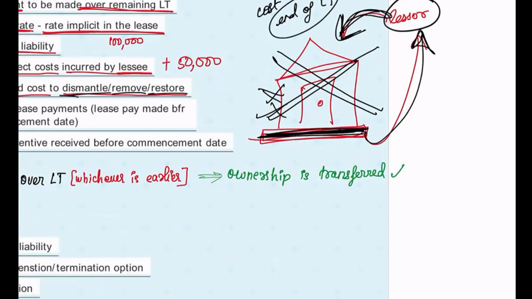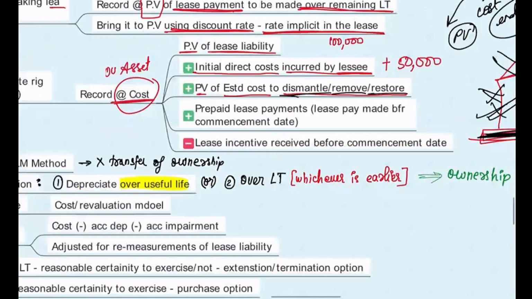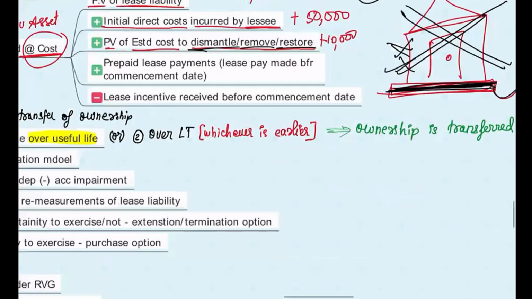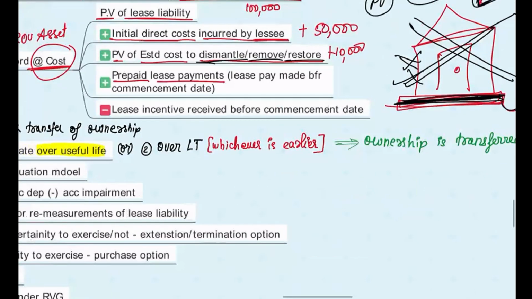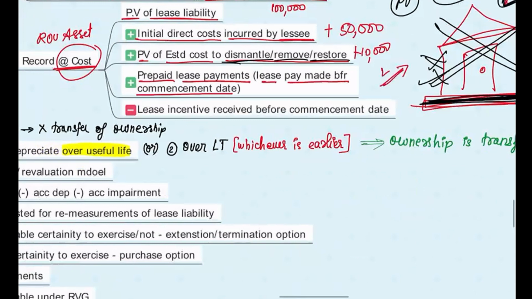So this cost also, you have to bring it to the present value as on today, and add it to the cost of the ROU asset. Suppose that cost is around 10,000. And then you have to add any prepaid lease payments, which is lease payment made before the commencement date. If the lessee has made any lease payments to the lessor before the commencement date itself, you can add that also.